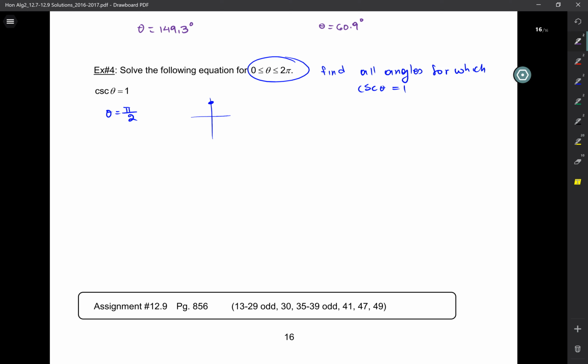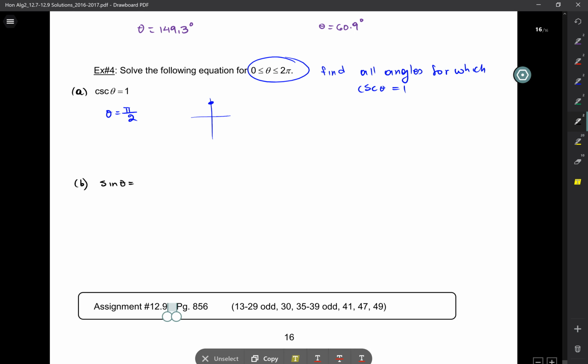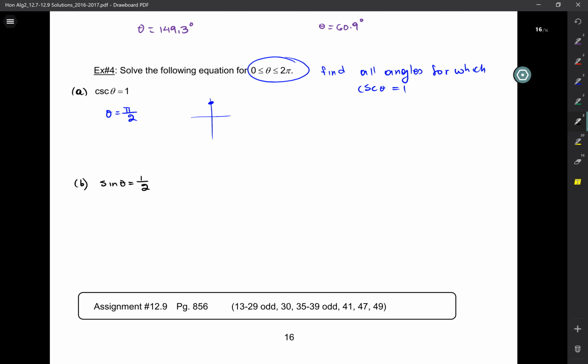Now, this was not a very satisfying one, so I'm going to put in another one. We'll make this A, and let's put in another problem, B. Sine of theta is equal to 1/2. Find an angle, the sine of which is 1/2.